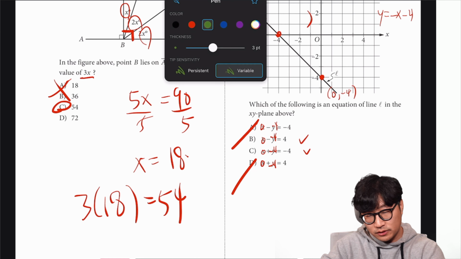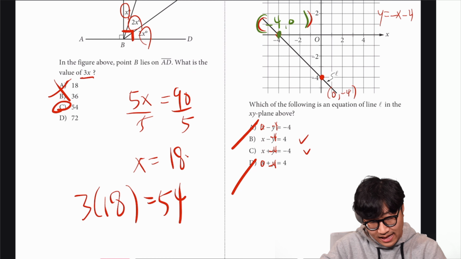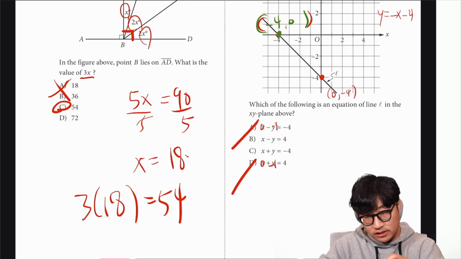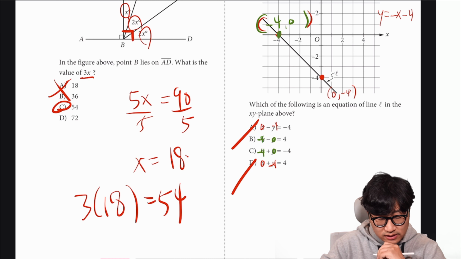How about, well, I'm going to do that in green this time. So that'll be negative 4 and 0. So let's try plugging that in between choices B and C and see which one it works for. So, same thing, negative 4 for the x and 0 for the y.